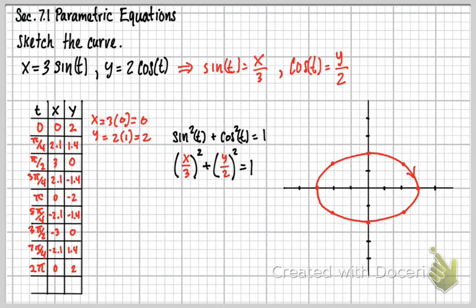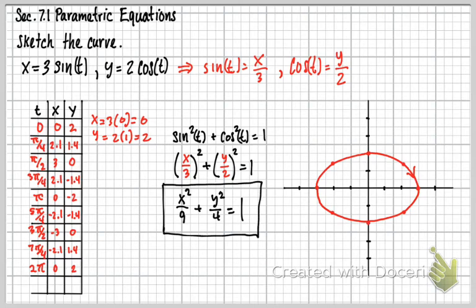So really what I get is this equation. And then essentially what I have to do here is square them. So I'm going to get x squared over 9 plus y squared over 4 equals 1. So this is the equation that I need to come up with for this problem.